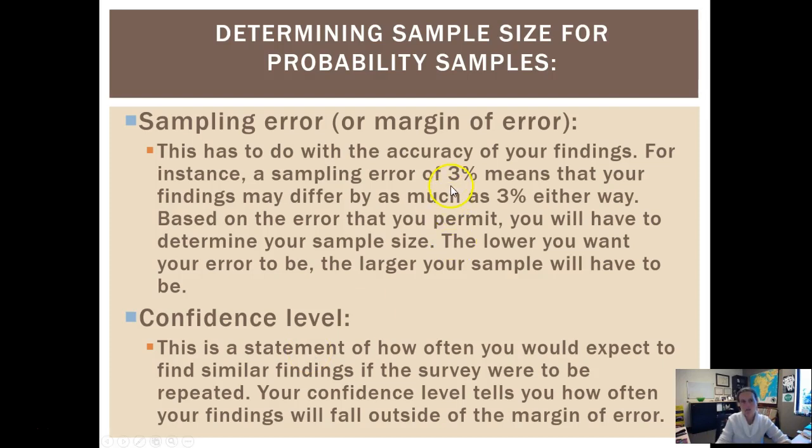So it's not because your sampling error is 3% that your confidence level is 97%. They do not add up to be 100. They might, depending on your study, but they don't have to. The most common sampling error that you'll find, for instance, in the Gallup, in very nationally representative studies, is 3%. The most common confidence level that you'll find in those types of studies is 95%. So these two statistics, even though they impact each other, they are independent from one another.